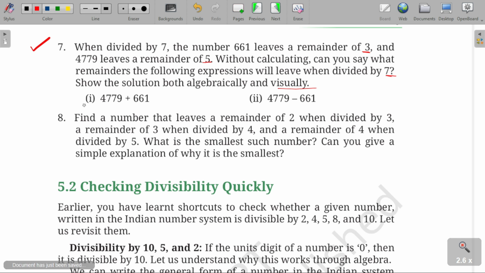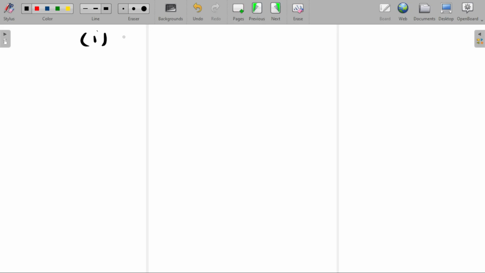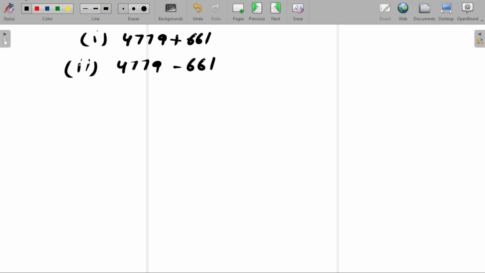Okay, so you have asked for the two statements. First term is 4779 plus 661, and second term is 4779 minus 661. Nothing to do, right? See, we are given that when 661 is divided by 7, it leaves the remainder 3, and when 4779 is divided by 7, it leaves the remainder 5. We are using this thing only, right?